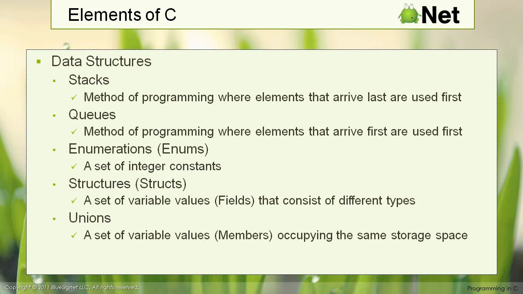And then we have some of the data structures in C. This includes stacks and queues. Stacks, where the element that arrives last is used first, and queues, which is first in, first out, or FIFO, some people say. Also we have enums, or enumerations, which is a set of integer constants. Structures, or structs, which is a set of variable values, or fields, that contain different types. And unions, which is a set of variable values, or members, occupying the same storage space.